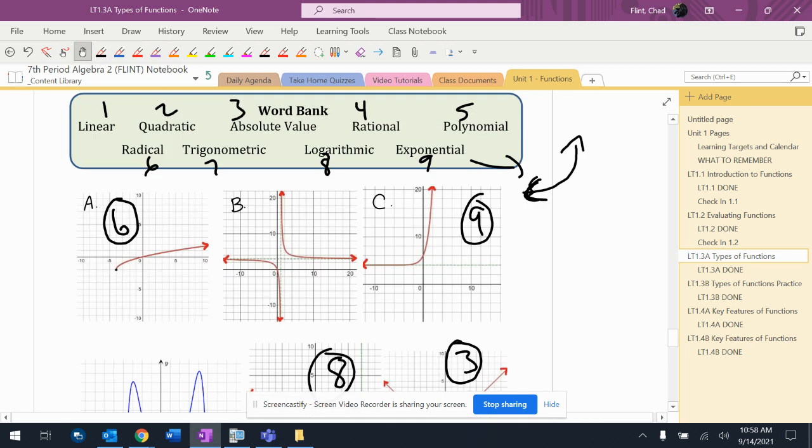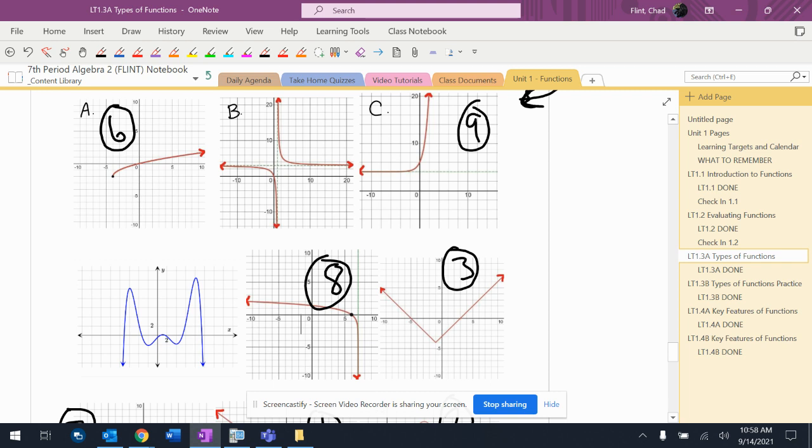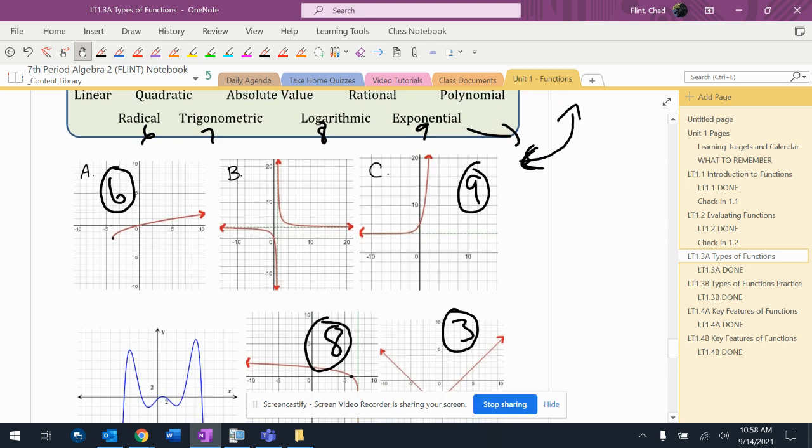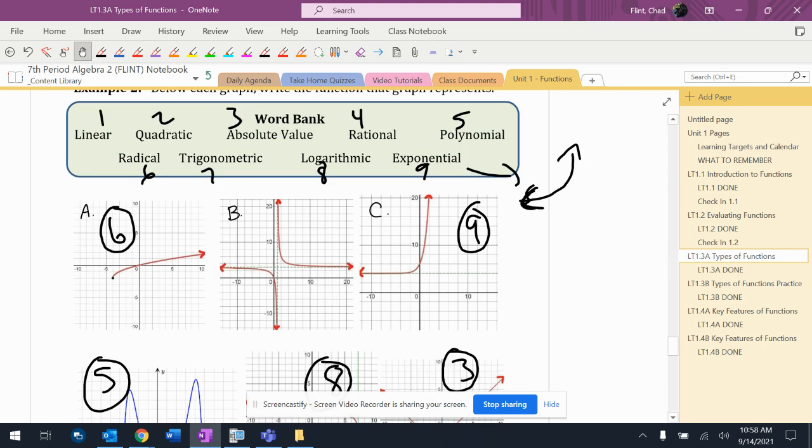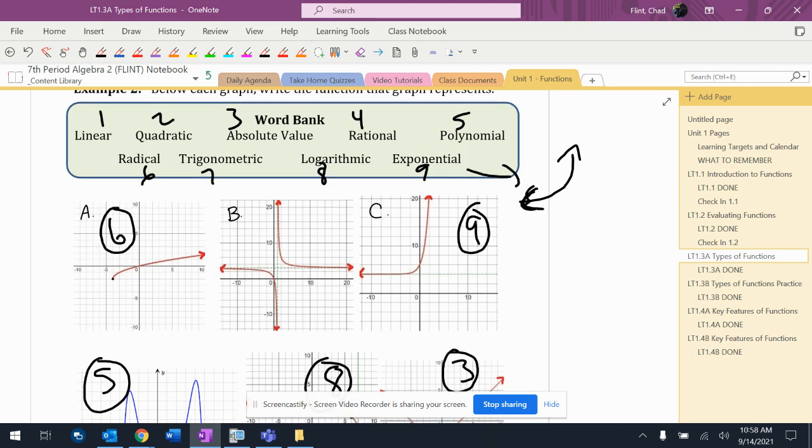All right. The polynomial one is going to basically look like a combination of parabolas normally. So that's going to be this one in the left corner here that's kind of in blue. So that's going to be polynomial, which is 5. And then the last one is going to be the rational one, which has division in it.